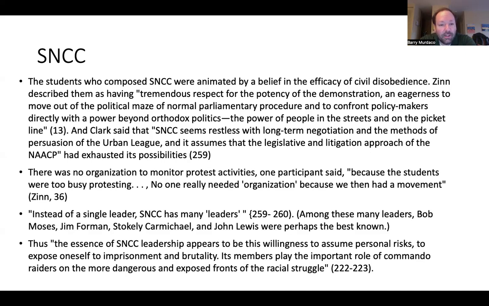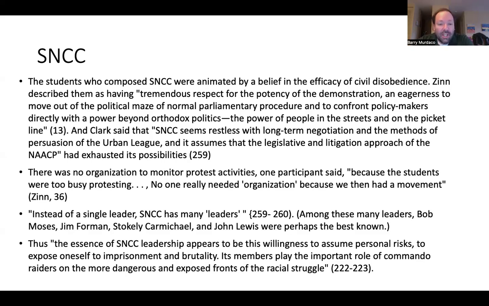And Clark said that SNCC seems restless with long-term negotiation and the methods of persuasion of the Urban League, and it assumes that the legislative and litigation approach of the NAACP had exhausted its possibilities. Of course, the NAACP was an earlier civil rights group, actually co-founded by W.E.B. Du Bois and various other black intellectuals in the early part of the 20th century, but it now becomes seen as a more moderate group, I guess you would say.